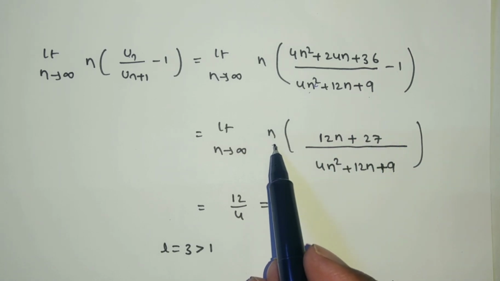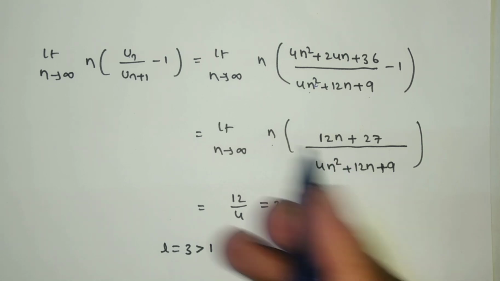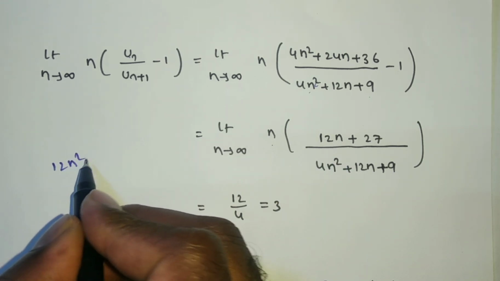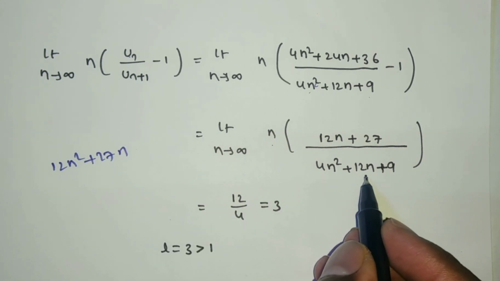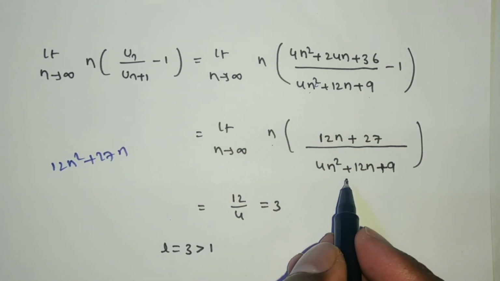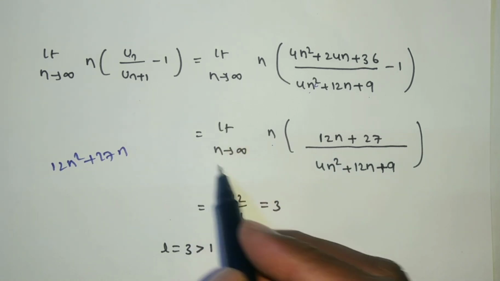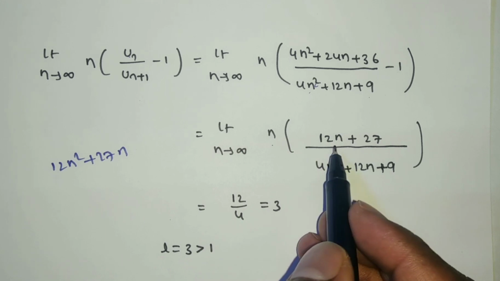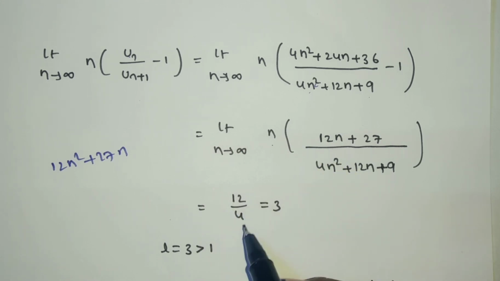Now outside what you have? n. Now we have to apply limit. So the numerator is 12n square plus 27n, the denominator is 4n square plus 12n plus 9. Both have the same degree. Numerator and denominator have the same degree. So if you are applying limit n tends to infinity, you have to take the coefficients as the common. Now that will become 12 by 4.